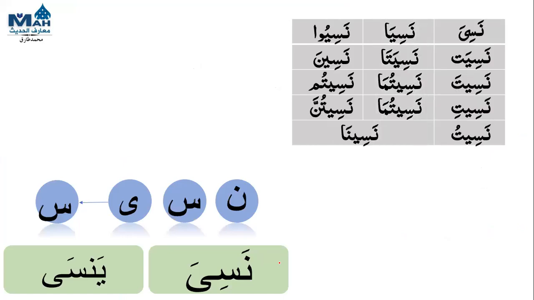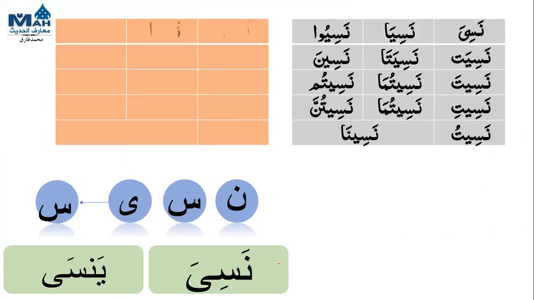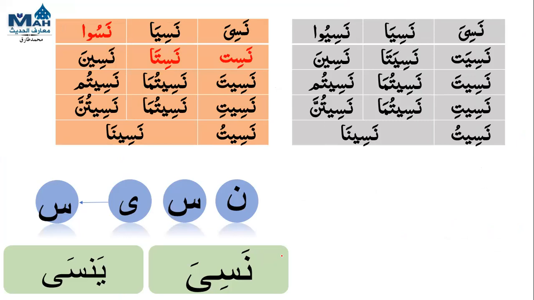We'll do some practice from nasiya. This is not actually practice only, it is all the same as we have done. Nasiya, nasiya, nasu. Same will change, and the harf is dropped here. Nasit, nasita, nasina, nasita, nasituma, nasitum, nasiti, nasituma, nasitunna, nasitu, nasina.